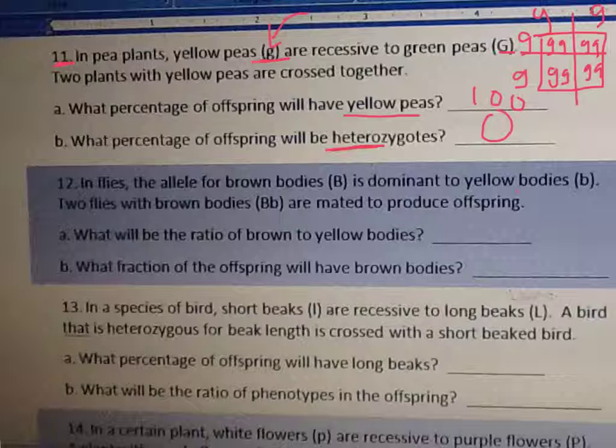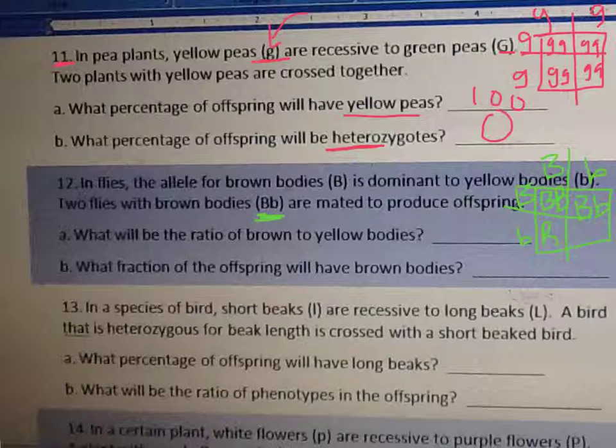Okay. Number 12. The allele for brown bodies is big B, and it's dominant, and yellow bodies is little b. 2 flies with brown bodies are mated. So you're going to actually cross both of those. Big B, little b, big B, little b, and then you're going to cross them.